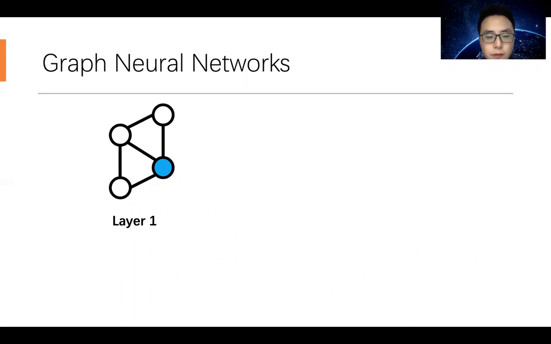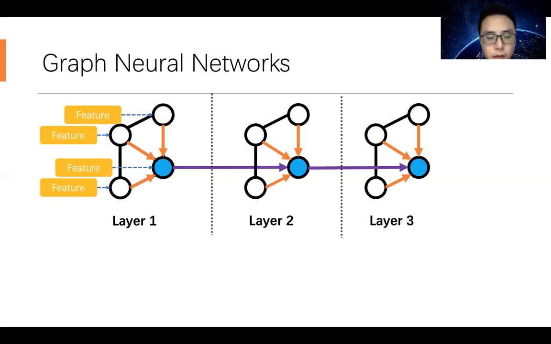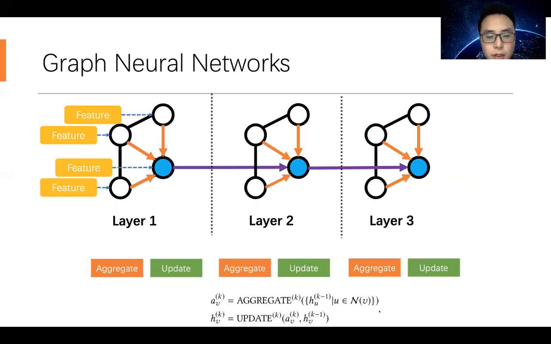Here we focus on full graph training, which involves all the vertices in an iteration. Like other neural networks, GNN has multiple layers. At the beginning, each vertex in the graph has a feature, which is a vector to describe its property. Let us take a look at the computation procedure of a specific vertex, the blue one. In each layer, it aggregates the features of its neighbors and updates itself to produce a new feature for the next layer. It follows an aggregate and update computation pattern in each layer.